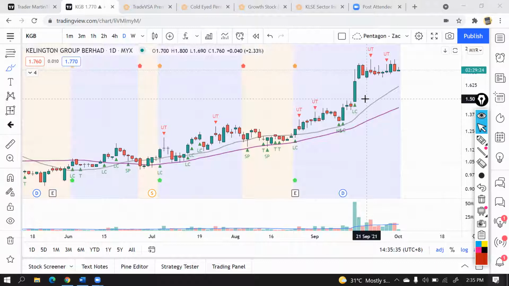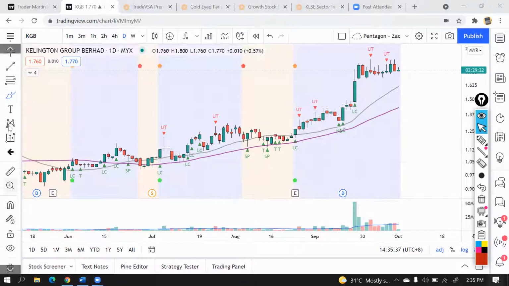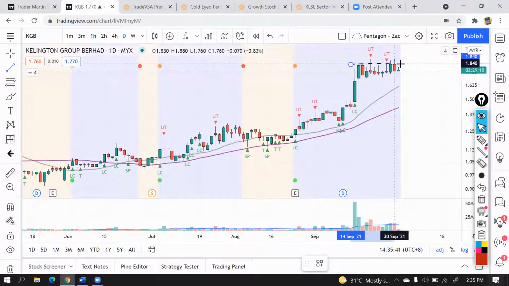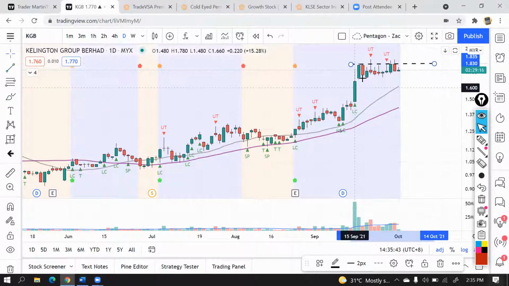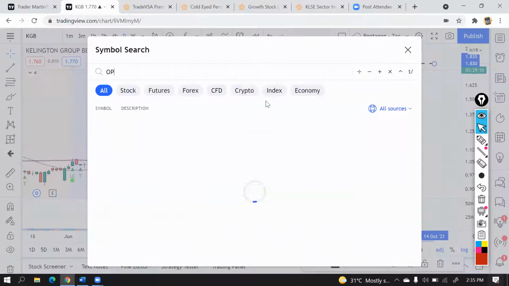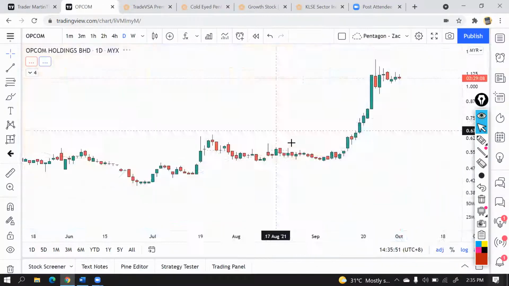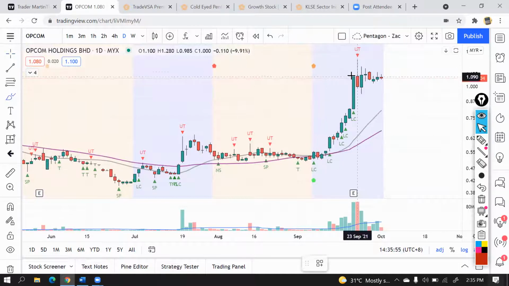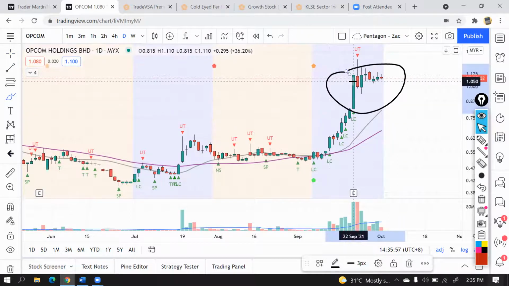To be frank with you, I think there is some distribution. Usually after this kind of wide spread bar, I prefer to see some healthy pullback. For example, Opcon. Just want to show you a few examples. Actually, I don't really dare to re-enter anymore after this bar here, because it might be a distribution.